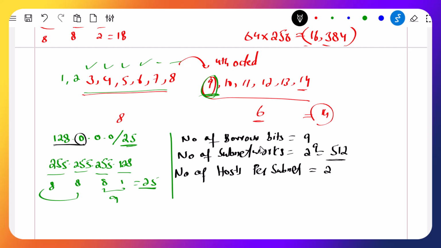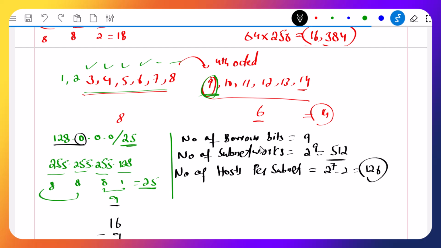When we borrow 9 bits, so by default in class B there were 16 bits for the host, and from here we borrow 9 bits. So how many bits are remaining? 7 bits. 2 power 7 minus 2 is equal to 126. In each subnetwork we will have 126 valid hosts and 128 total hosts, including the network and broadcast.